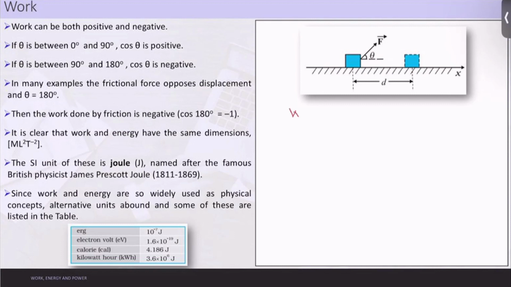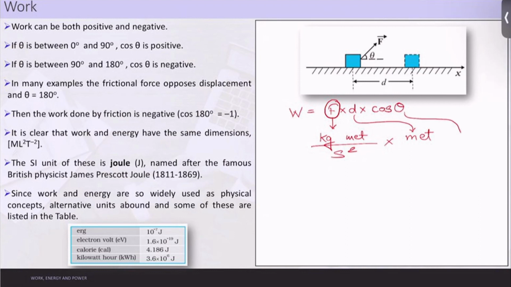So what is basically work? Work is nothing but force into displacement into cos theta, correct? If you see clearly, what is the unit of force? Force is nothing but kg meter per second square. What is distance? Distance has a unit which is meter, correct? Cos theta has no units.